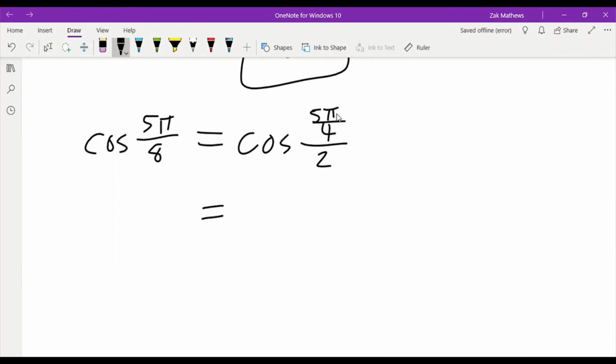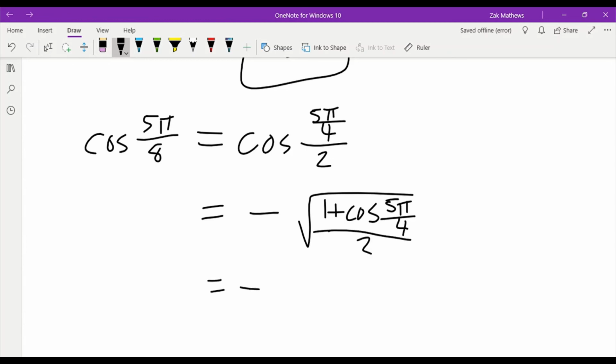And so again, I'm looking at the 5 pi over 8. So what quadrant is 5 pi over 8 in? That is in the second quadrant. And is cosine positive or negative in the second quadrant? It is negative. So I'm going to start off with a negative. Then I come to my square root. I have 1 plus cosine. Now I use the 5 pi over 4. And this thing is still over 2.